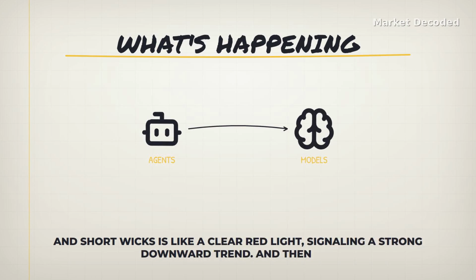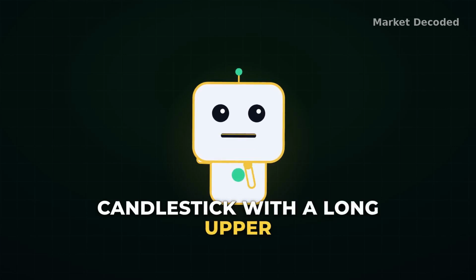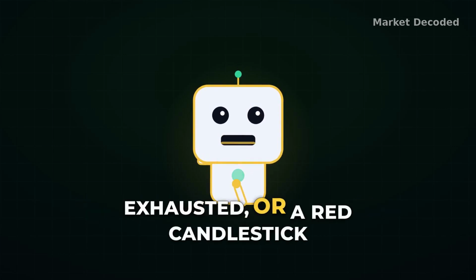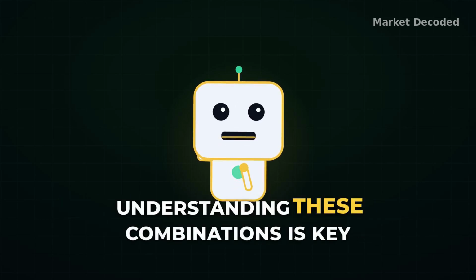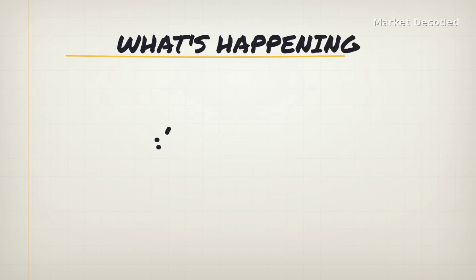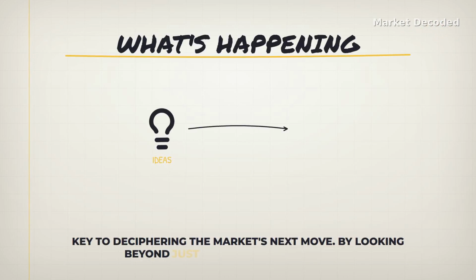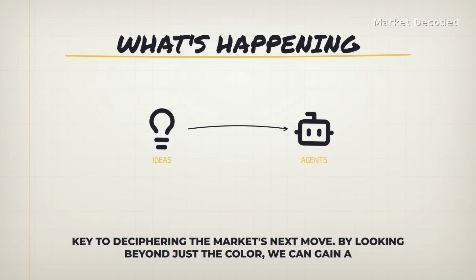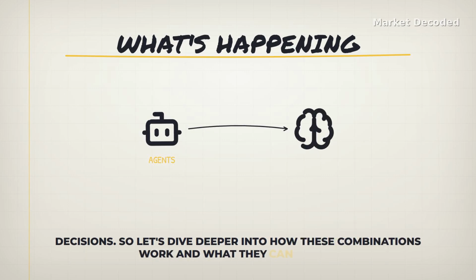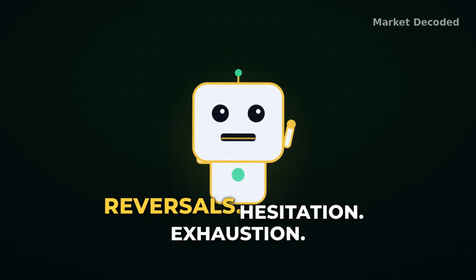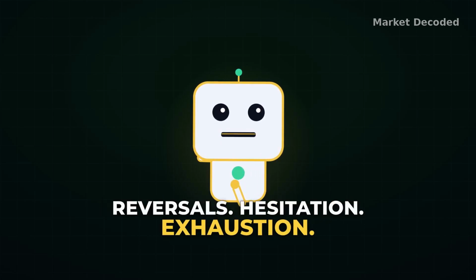And then there are the times when the color doesn't match our expectations, like a green candlestick with a long upper wick, indicating buyers are getting exhausted, or a red candlestick with a long lower wick, suggesting sellers are losing steam. Understanding these combinations is key to deciphering the market's next move. By looking beyond just the color, we can gain a deeper insight into the market's dynamics and make more informed decisions. So, let's dive deeper into how these combinations work and what they can tell us about the market's potential future direction. Vocabulary: momentum, reversals, hesitation, exhaustion, dynamics.